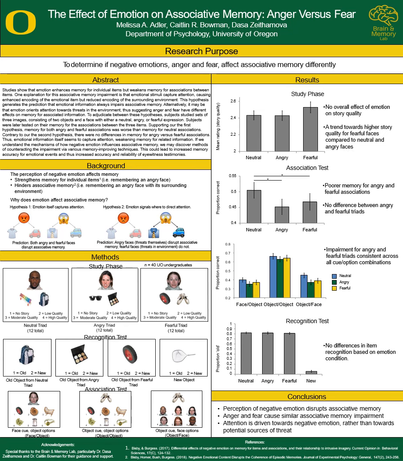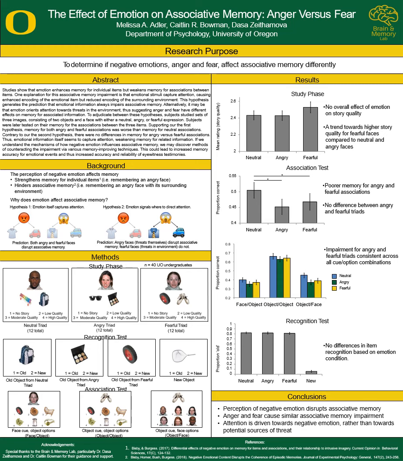Hello everyone. The title of my poster is The Effect of Emotion on Associative Memory for Anger versus Fear. To start, associative memory is a type of memory that involves the ability to learn and remember the relationships between two or more items. Existing literature has shown that negative emotion affects memory. However, it strengthens specific item memory while it weakens associative memory.